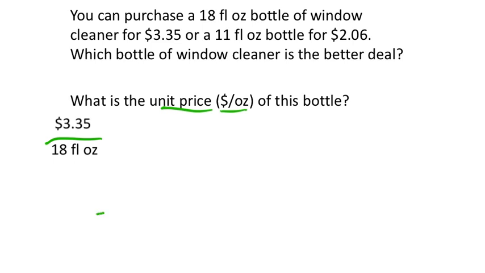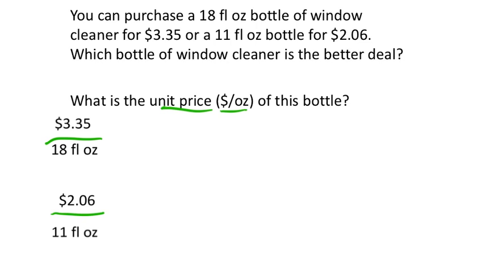Before I get started figuring that out, I'm going to set up the second one, and then we'll go to the calculator. The second one says it's an 11 fluid ounce bottle. Again, the way it sets up, the ounces have to be on the bottom. If they say unit price, price tells you the numerator. The unit something, the something tells you the numerator. And that was for $2.06. Boom.